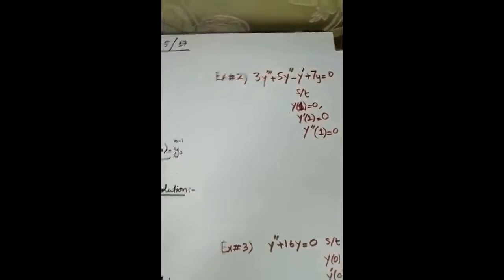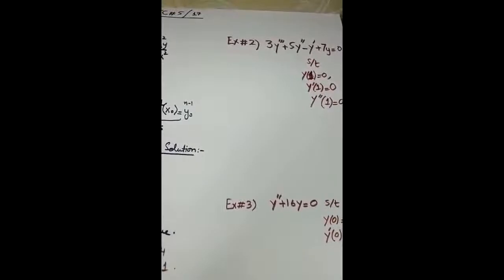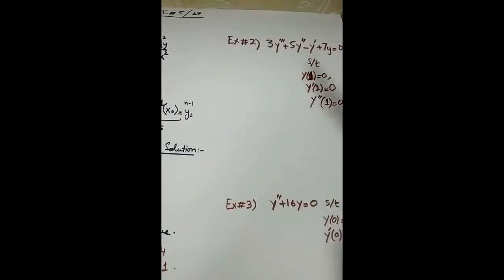Here is the second example. It says 3y triple dash, meaning third order derivative, plus 5y double dash minus y dash plus 7y equals 0. So the highest derivative is third order. Here we identify the coefficients and the forcing term g of x, such that y of 1 equals 0, y dash of 1 equals 0, y double dash of 1 equals 0. If it is third order, then initial conditions are mentioned up to second order.